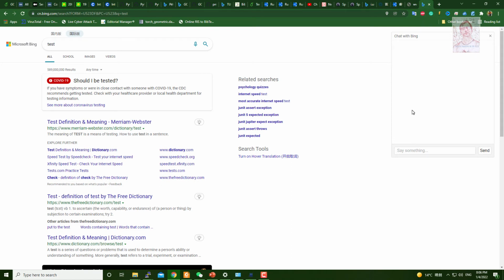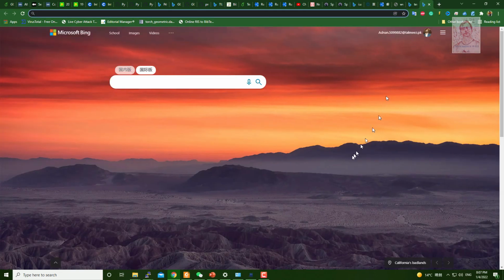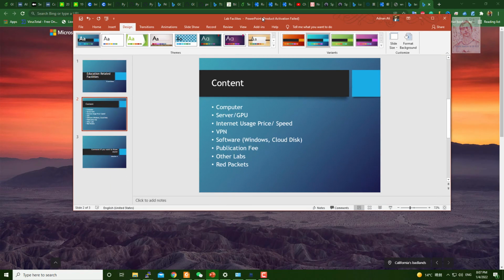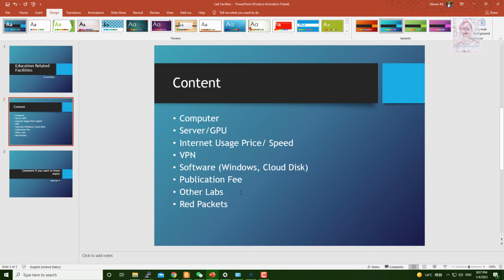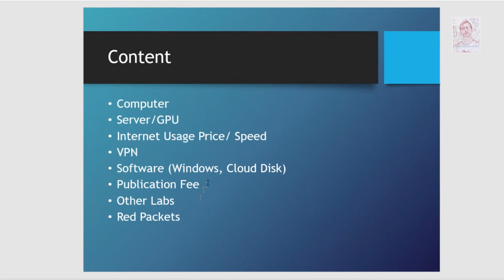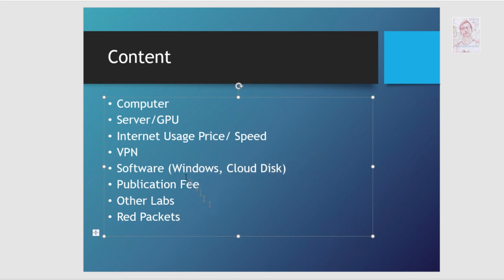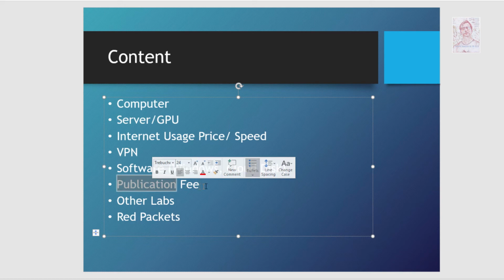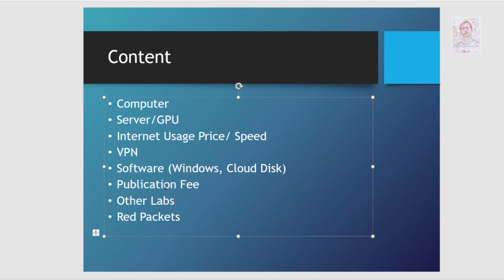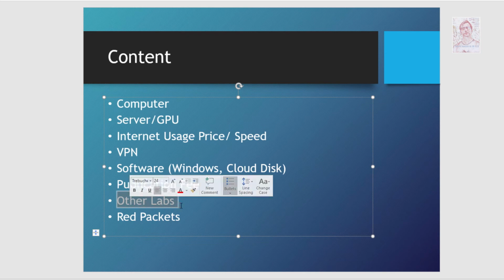Next is our sixth point, which is the publication fee. For publication fee, I think it depends on lab to lab. Mostly labs provide you publication fees, so I hope your lab will also provide you the publication fee, although it is preferred that you don't publish in paid journals. Mostly you publish in free journals, but if there is a publication fee, then most probably you are going to get it.